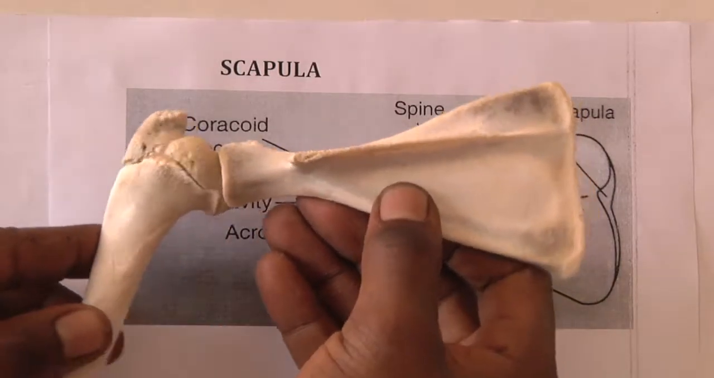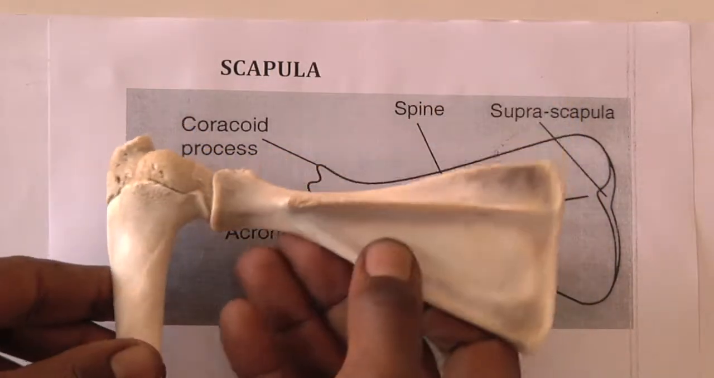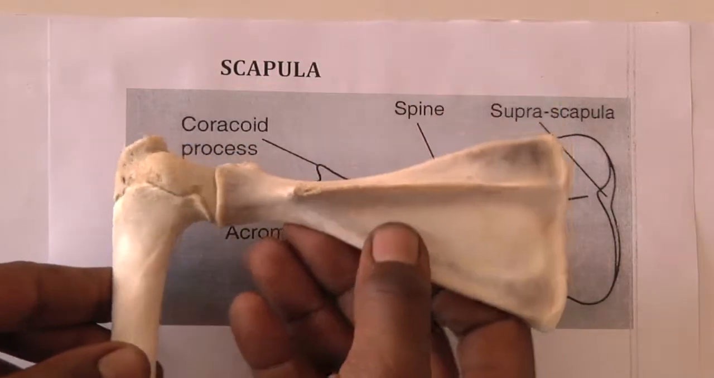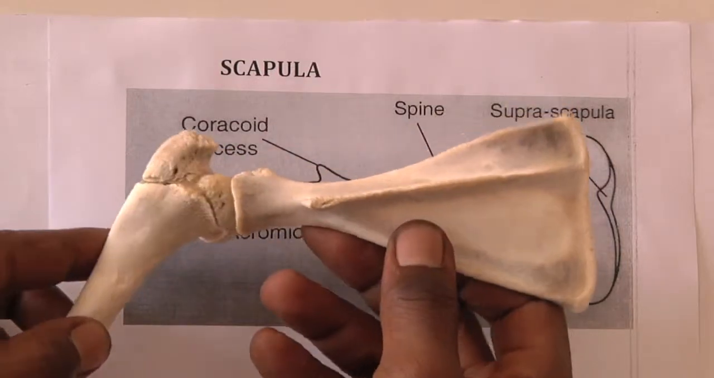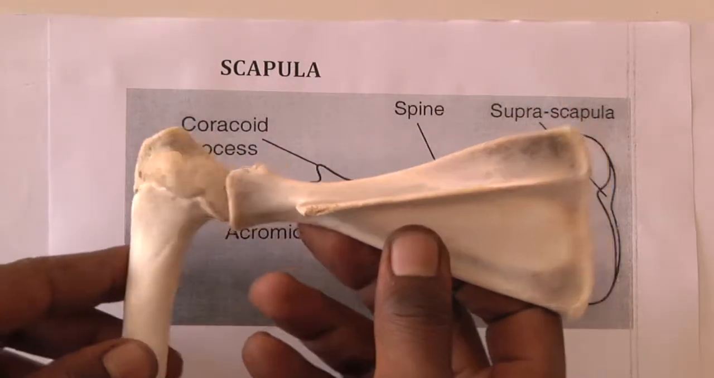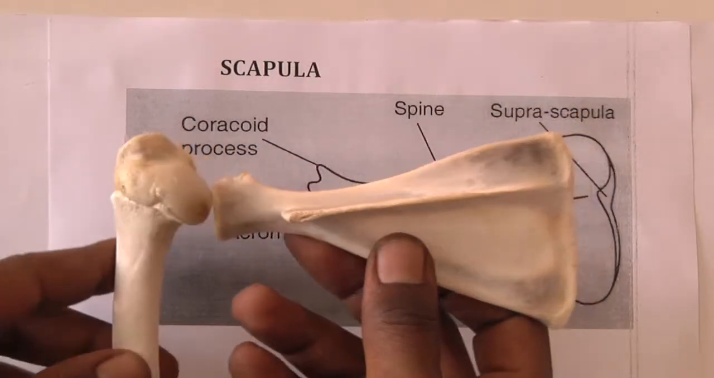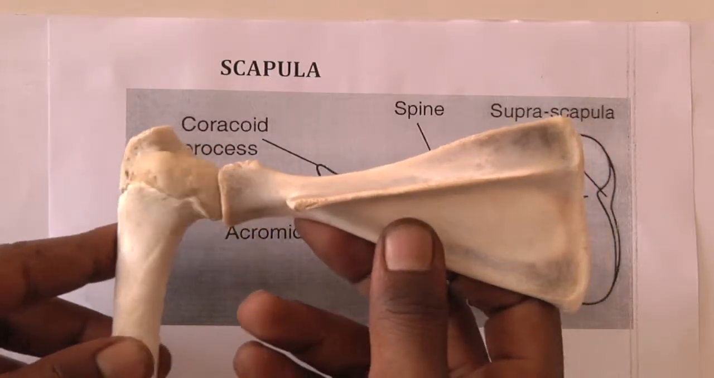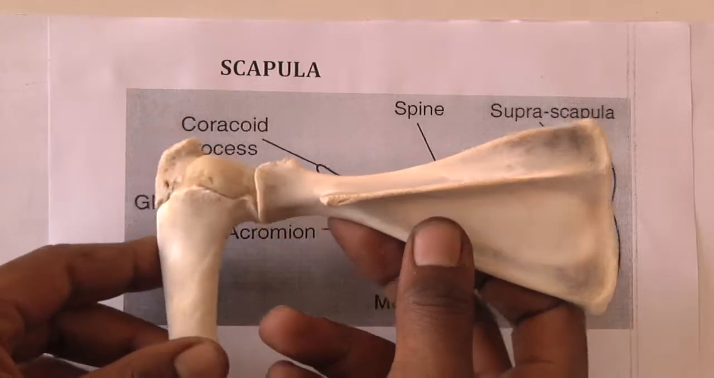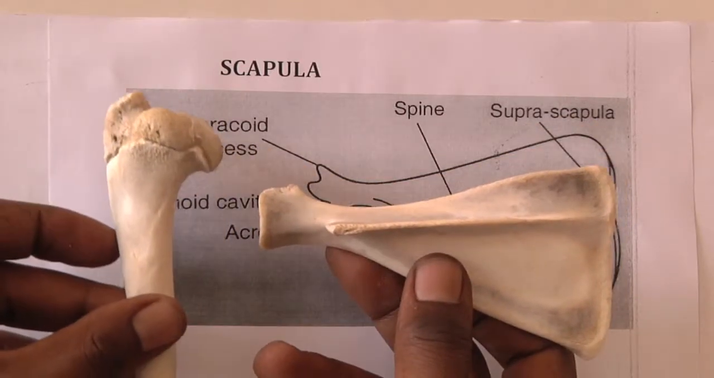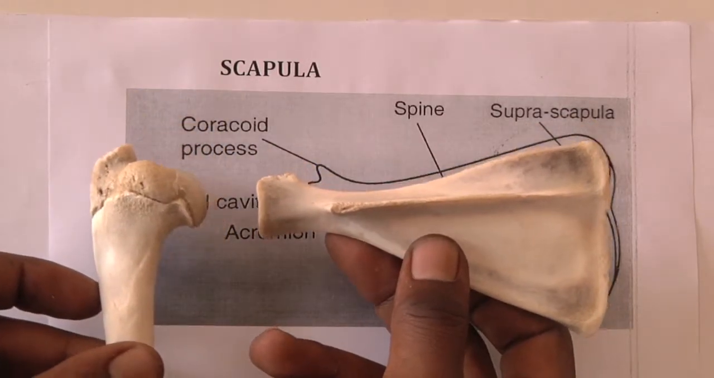So it is going to be articulating with the head of the humerus. And when you look at that type of articulation, actually it can move at all planes. It can move at all planes because it forms what you call the ball and socket joint. Yes, so this is the structure of a humerus and this is the scapula.